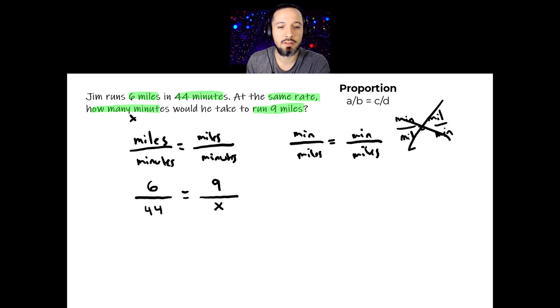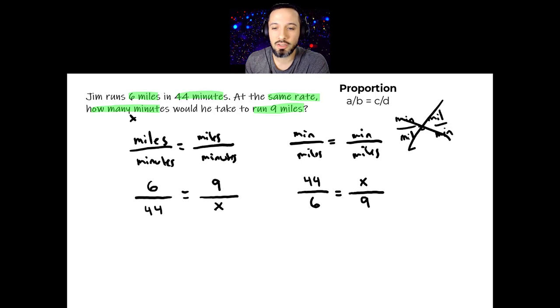If you notice here, my variable is in the denominator, and I don't really like setting it up that way, because I like to use equivalent fractions to solve this. So I'm going to set it up this way over here. I'm going to put the minutes up top, miles at the bottom. So 44 minutes, 6 miles. How many minutes to run 9 miles? I set it up this way because I can use the idea of equivalent fractions to solve it.